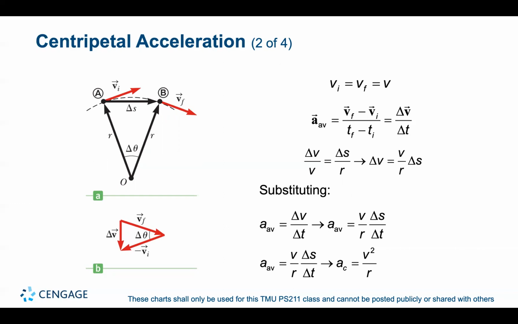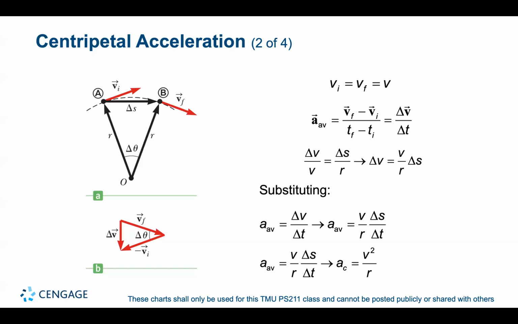So consider the figure. On the top, an object is first at point A with a velocity Vi at time ti, and then at point B with velocity Vf at time tf. We assume Vi and Vf differ only in direction. Their magnitudes are the same. To calculate the acceleration, let's begin with the average acceleration equation, where delta t is very small, and delta s and delta theta are also very small.